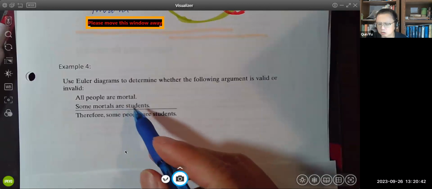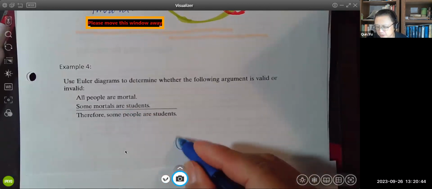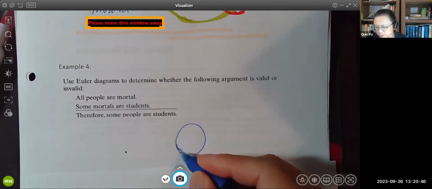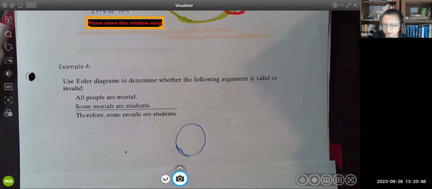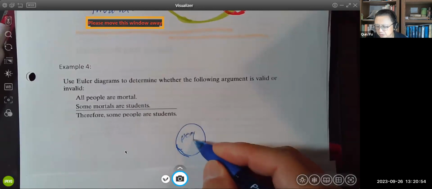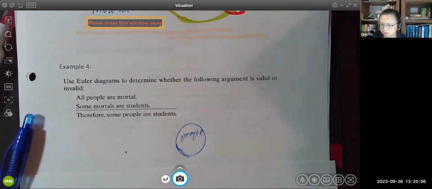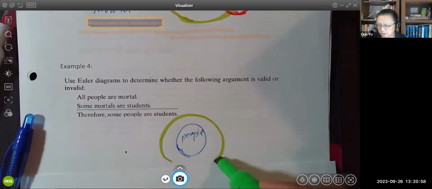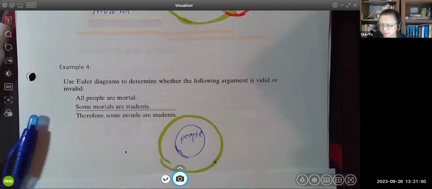All people are mortal, so all A are B. By this point, everybody is familiar with this general procedure, right? This people circle, this green one represents all those that are mortal.